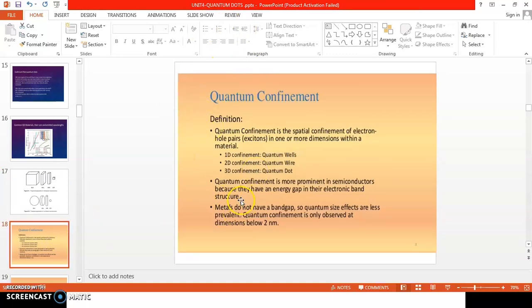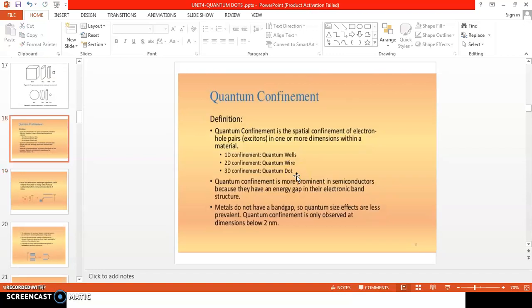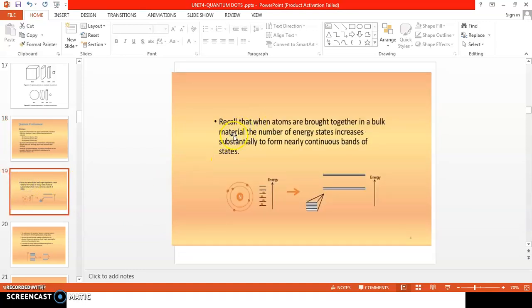Here, once again I am going to recall what quantum confinement is. Quantum confinement is the spatial confinement of electron-hole pairs in one or more dimensions within the material. 1D confinement is a quantum well, 2D confinement is a quantum wire, and 3D confinement is quantum dots. Metals do not have a band gap, so quantum size effects are less prevalent. Quantum confinement is only observed at dimensions below 2 nanometers.